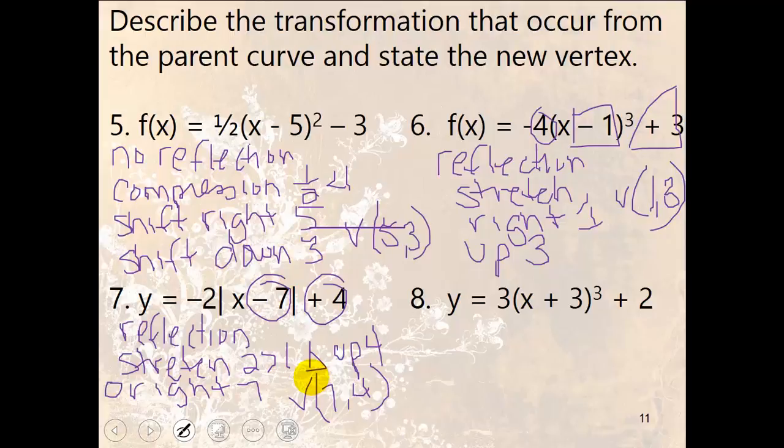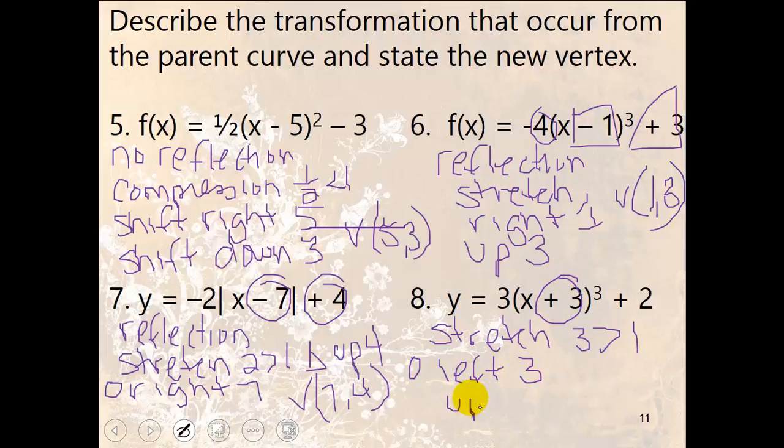Okay, hopefully you got the answers right on the video question. So I have no reflection. I have a stretch because 3 is bigger than 1. I'm going left 3, and I'm going up 2, and my new vertex is left 3 is -3 and up 2 is +2.